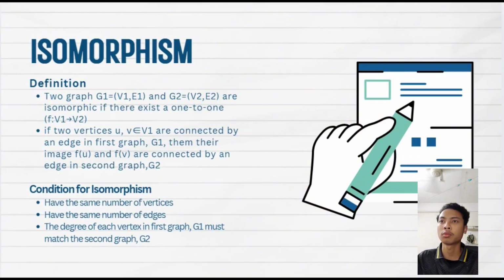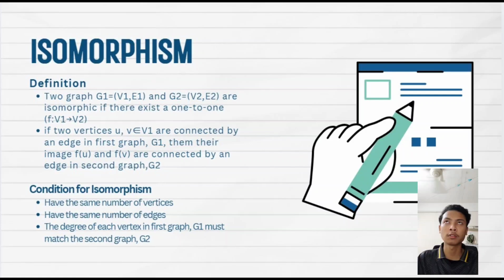The definition of isomorphism: two graphs G1 and G2 are isomorphic if there exists a one-to-one function f from V1 to V2, such that if two vertices u and v in V1 are connected by an edge in the first graph, then their images f(u) and f(v) are connected by an edge in the second graph. The condition for isomorphism is that they need to have the same number of vertices and edges. And the important part is that the degree of each vertex in the first graph must match the second graph.